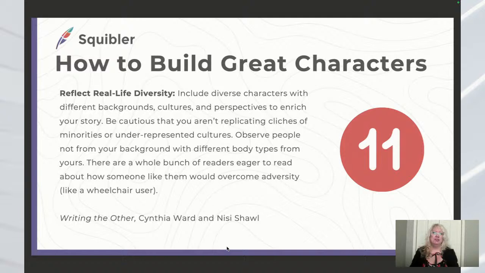There are a whole bunch of readers that are eager to read about how someone like them would overcome adversity. So think about someone like a wheelchair user who's thrust into a really complicated situation, maybe in horror or in sci-fi. There's also a really good book on this that I recommend. It's called Writing the Other by Cynthia Ward and Nisi Shawl. So if this is something that you want to work on and improve in your own writing, this is a great resource for you.